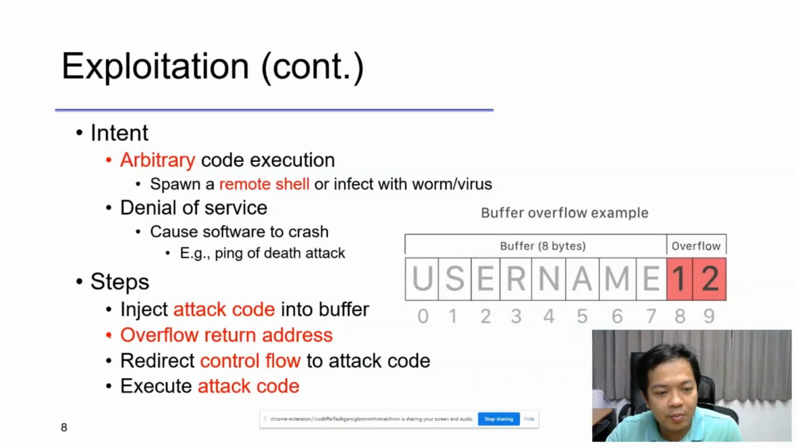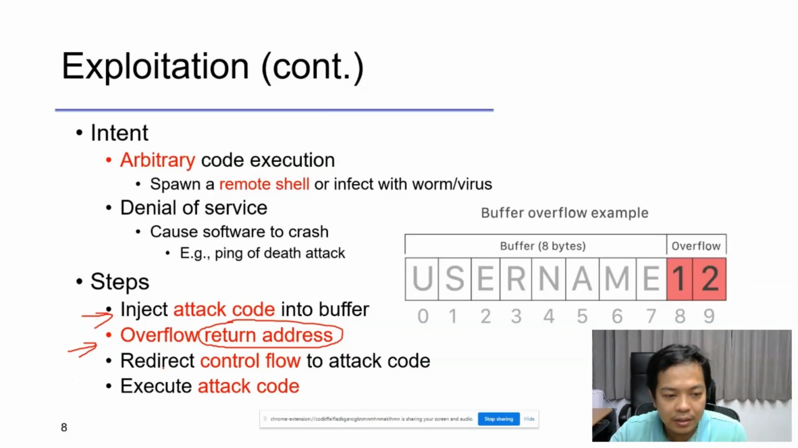So the official steps for exploiting this kind of error: first is to inject the attack code into the buffer, and the second is to overflow the return address. Okay, remember this word, return address. The third is to redirect the control flow to the attack code. The attack code will be inserted at the return address. The problem is how to predict the return address. That is one of the techniques for the hacker. I will show you later.